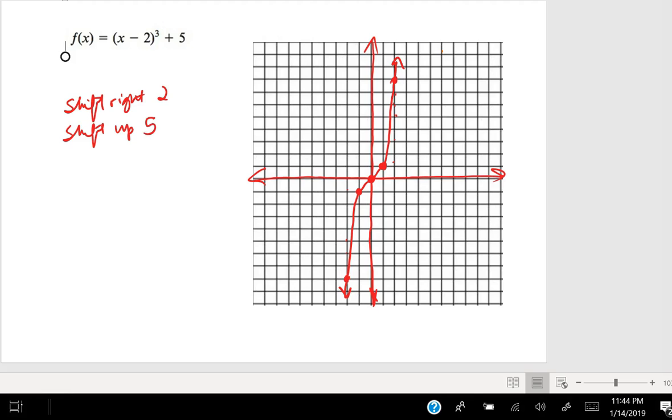Now, I want to sketch in my function here using my basic function. And the way I do it is I just realize that the center of my function changes from 0, 0 to 2, 5. I usually give myself a little reference, and I use a reference point. So I'm going to use 0, 0, and I'm going to shift it up to 2, 5. And then I can sketch in the rest of my graph.